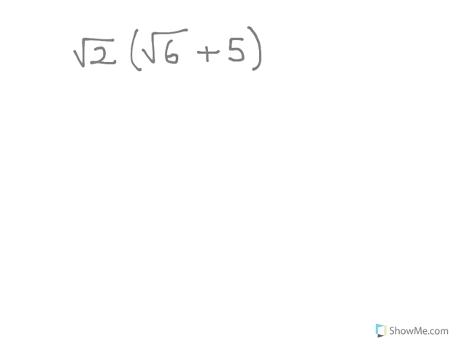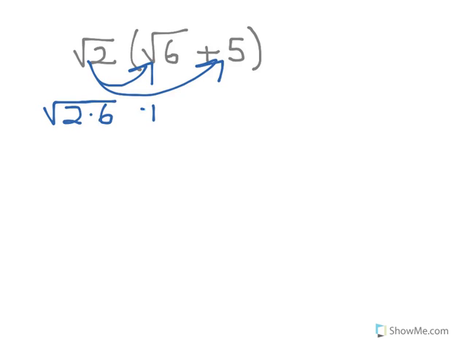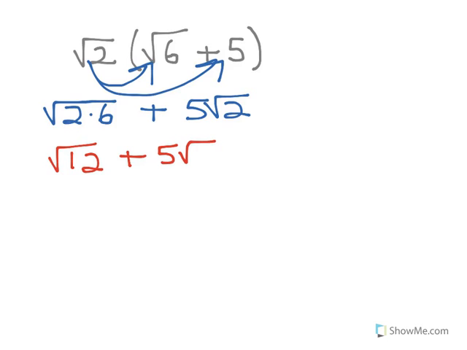In this example, radical 2 needs to be distributed across the quantity radical 6 plus 5. So we will multiply radical 2 times radical 6 and radical 2 times 5, and that becomes radical 2 times 6 plus 5 radical 2, or, in other words, radical 12 plus 5 radical 2.